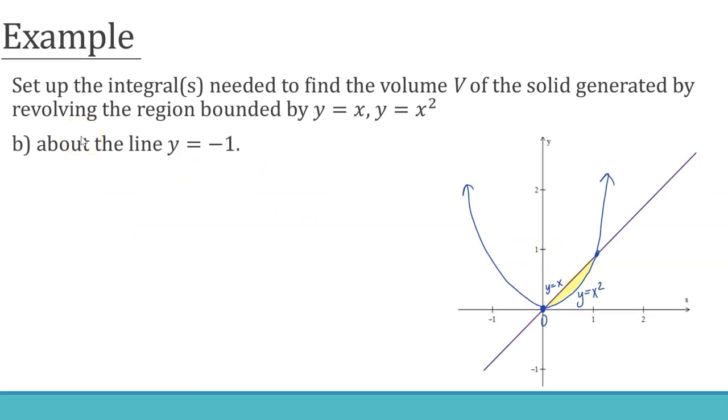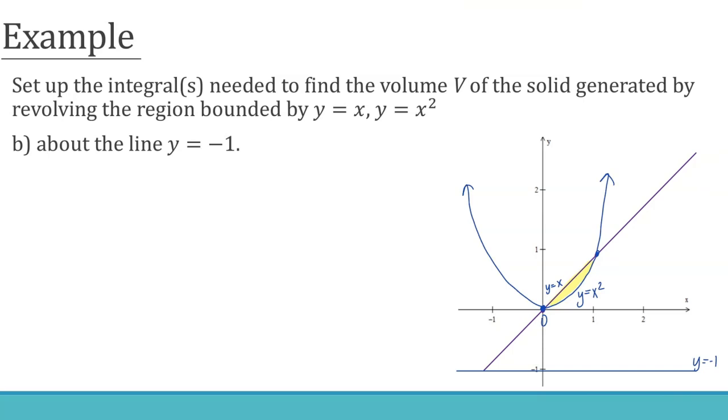Now there is a part B to this problem where we're still going to take that same region bounded between y equals x and y equals x squared, but this time we're going to set up an integral to rotate around the line y equals -1. And so y equals -1 is a horizontal line, but it is below the region that we are rotating.